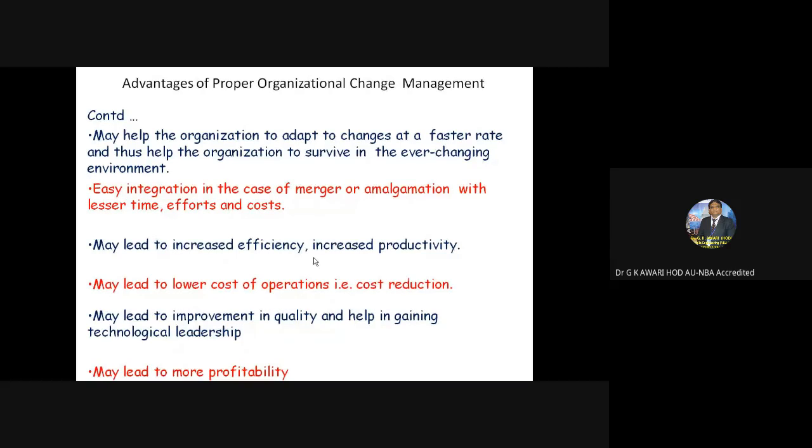Easy integration in the case of merger or amalgamation with lesser time, efforts, and cost. Easy integration in the case of merger. There are many mergers of institutions taking place. It means two institutions merge into one, or two organizations merge into one organization. For example, the recent example is Vodafone and Idea, which merged together. These are two different entities, two different organizations.